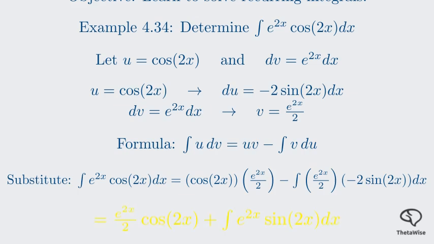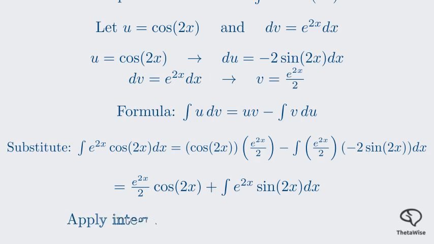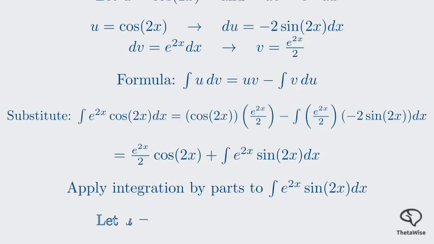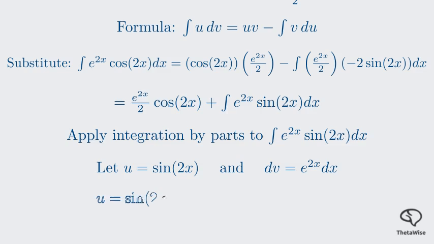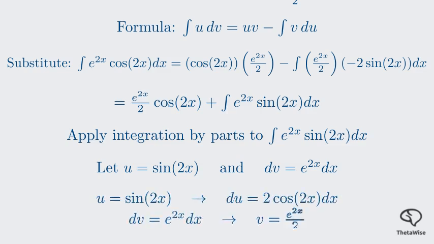We have a new integral, e to the 2x sin of 2x dx. This integral is similar to our original one. This is a sign that we need to apply integration by parts again. We will apply integration by parts to this new integral. It's important to be consistent. If you chose the trig function as u the first time, do it again. So we let u equals sin of 2x and dv equals e to the 2x dx. This gives us du equals 2 cos of 2x dx and v equals e to the 2x over 2.